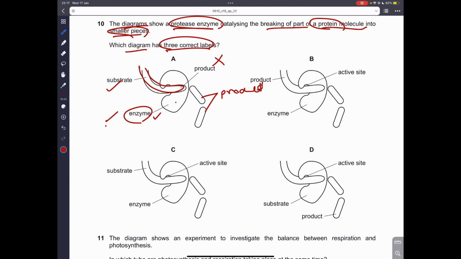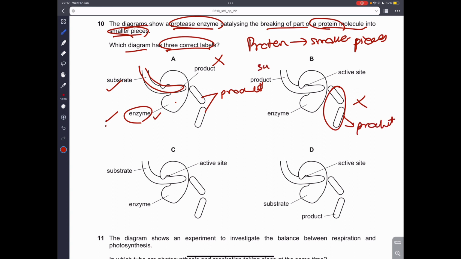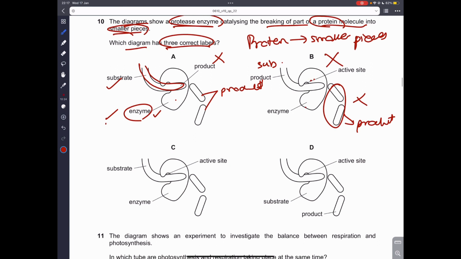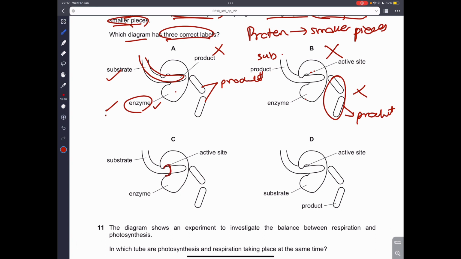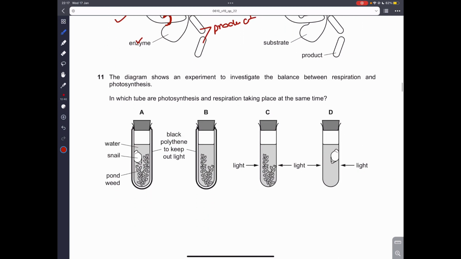Now let's look at option number B. Now option number B is also not correct because it says that a protein molecule is being broken down into smaller pieces, and so these things should be the products, and this should be the substrate, right? And this should be the enzyme, this should be the active site. So B is also wrong. Option number C, you can see this part where the substrate is binding to is called the active site. Now that's correct. The enzyme is also correct, and the substrate is correct. Now if you want to add this is the product, you can call this the product as well. So C is actually the correct answer.